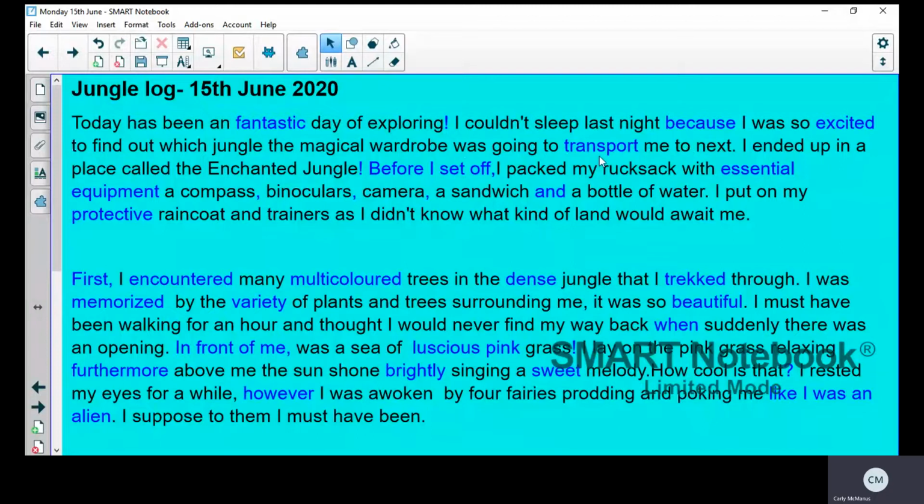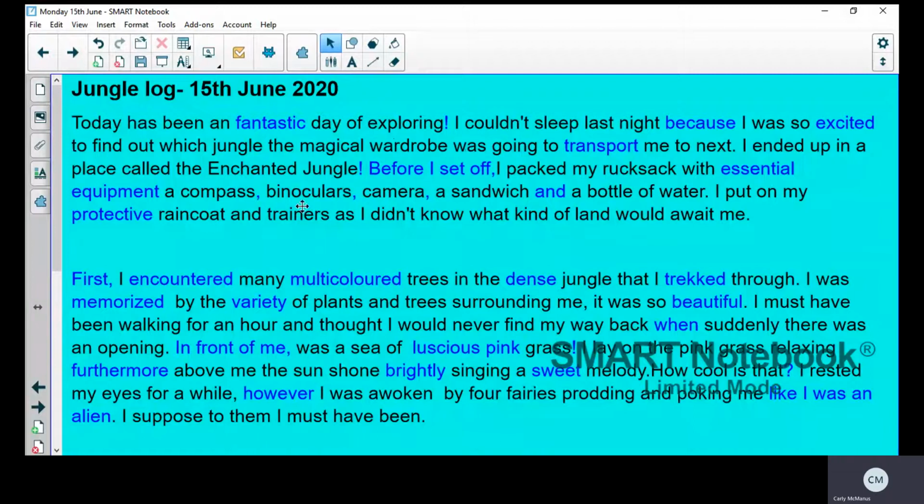Here is transport, which is a verb, so the wardrobe's going to take me from one place to another, but I've chosen to up-level the verb to transport because it's just a better word than where it was going to take me to next. I've used another exclamation mark here, and then I've got a fronted adverbial here, before I set off, comma, essential equipment. Essential is the adjective to describe the equipment. So essential just means it's needed, I must have it.